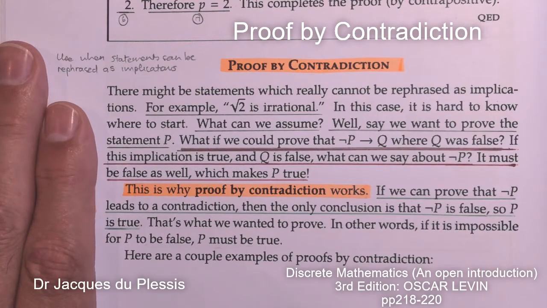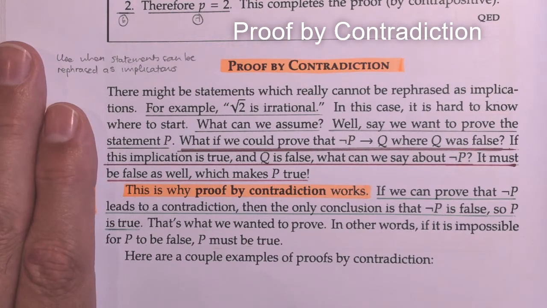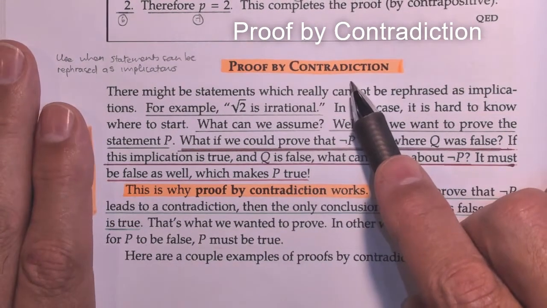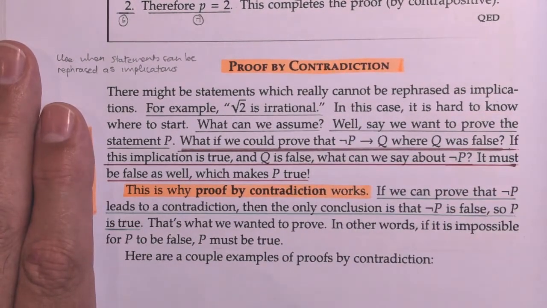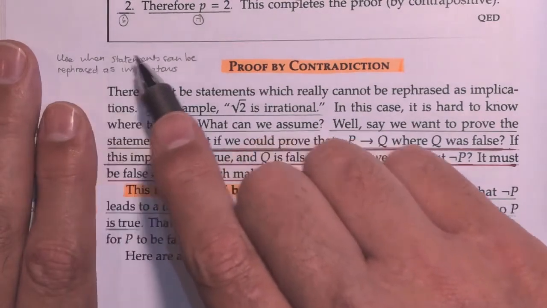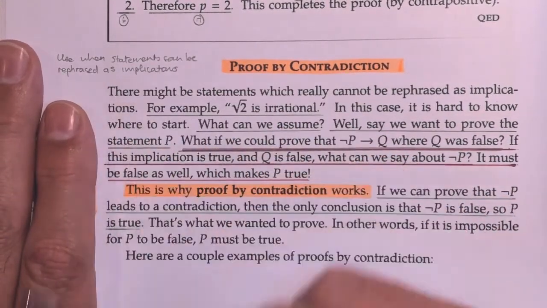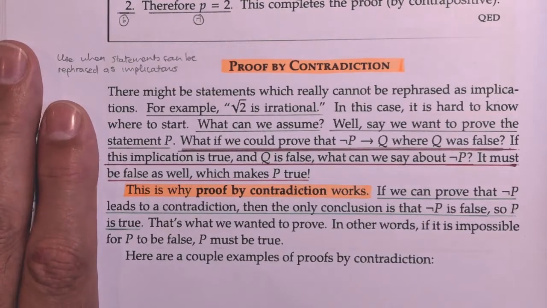Okay, our third form of proof. We've dealt with direct proofs, we've dealt with proof by the contrapositive. We're now going to deal with proof by contradiction. This is on page 218 of your book. We use proof by contradiction when statements can be rephrased as implications. That's mainly where we're going to use this.